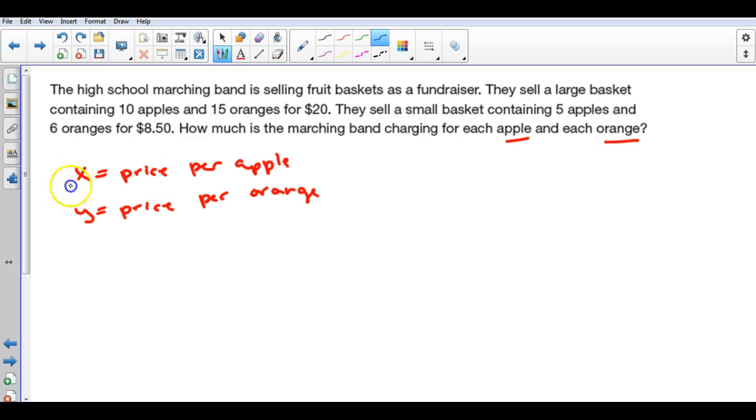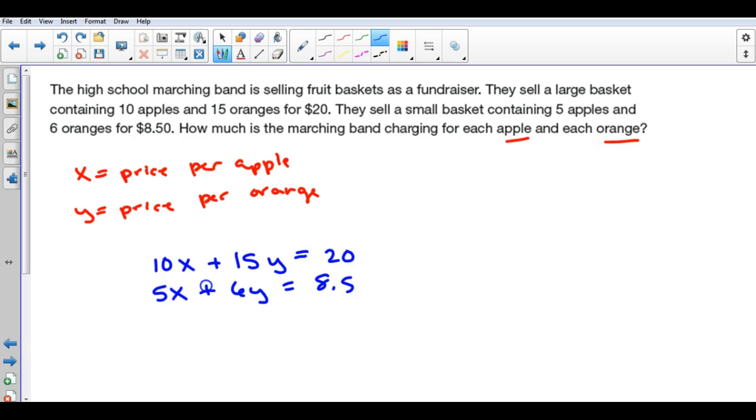So now I'm going to write 2 equations. These are in standard form. The first basket contains 10 apples, so 10 times whatever the cost is for apple, plus 15 times the cost of an orange, and they're selling that for $20. And then the small basket has 5 of the apples and 6 of the oranges, and that one is $8.50, so 8.5. So this is a really good example for elimination.